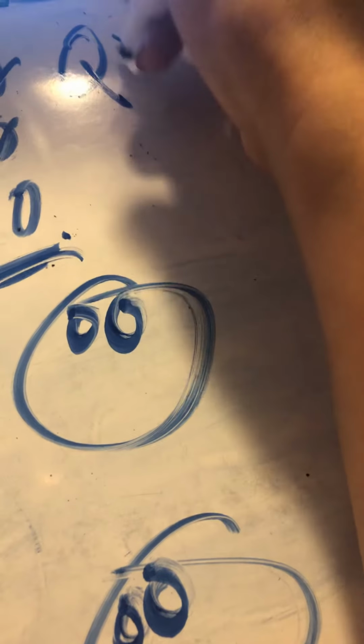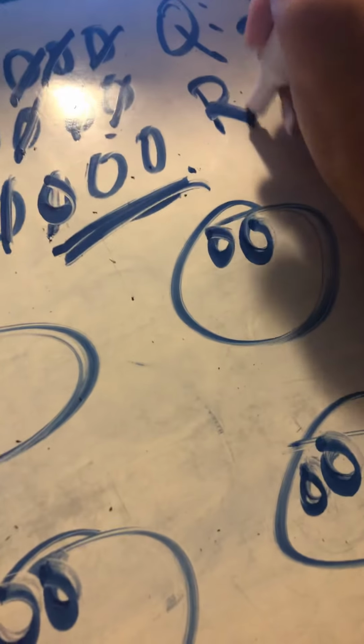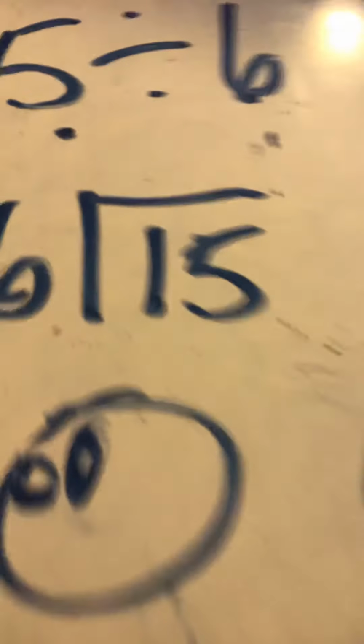So my quotient, my Q, well, every circle has 2 in it. So I'm going to put 2 with a remainder of 3. Okay, so 15 divided by 6 is 2, remainder 3.